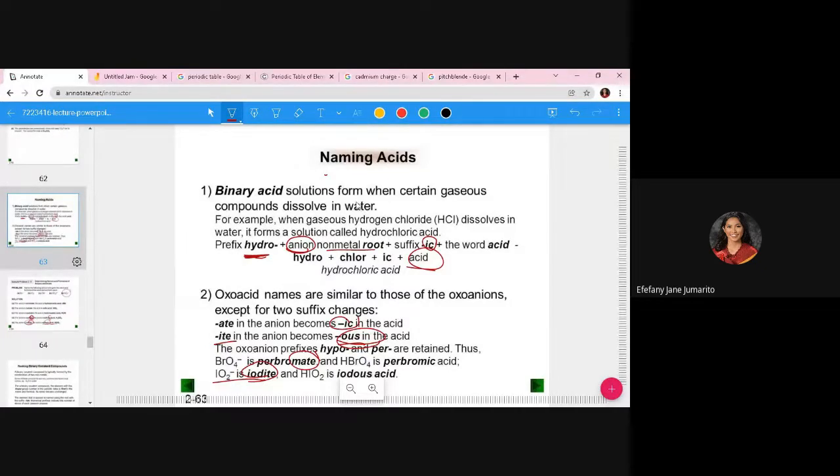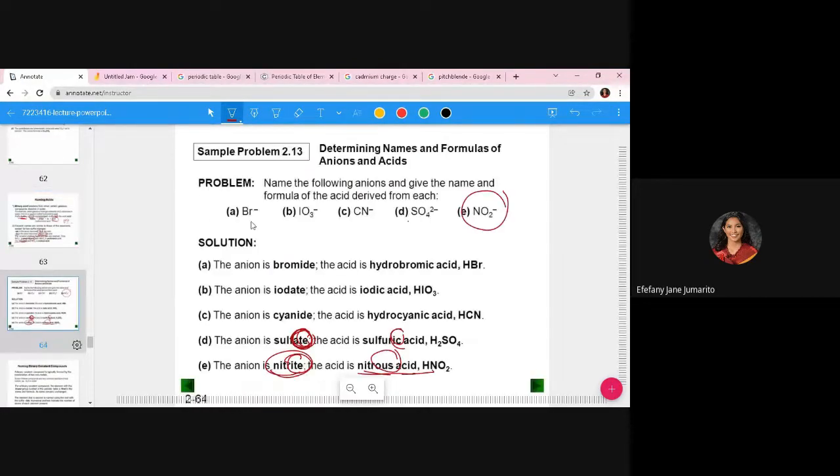Okay, binary acids. For binary acids, we add hydro as the prefix, then the ending ic, then acid. Like HCl, hydrochloric acid. This one is reversed here. This one is an acid derivative. So example, letter A, HBr. How do we name this? Hydrobromic acid.